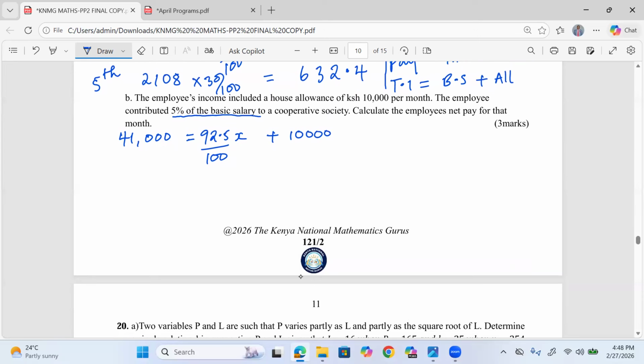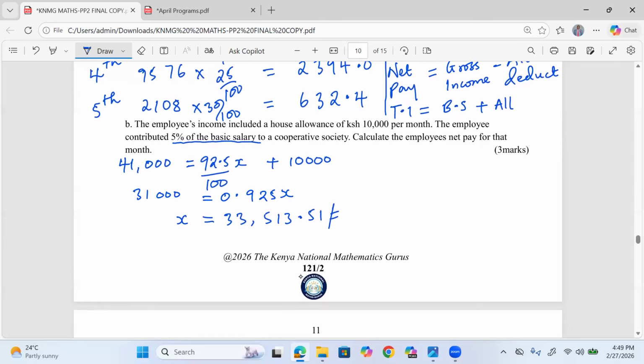So 41,000, we subtract 10,000 to give us 31,000 being equal to 0.925x. How shall you remain with x? By dividing through by 0.925. This is now 33,513.51. Yeah, this is now the amount of the basic salary.